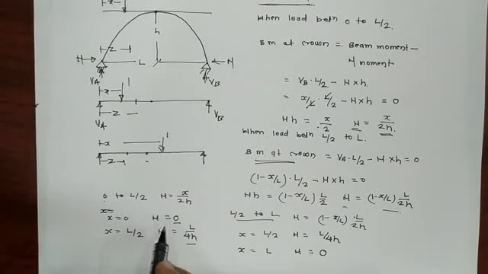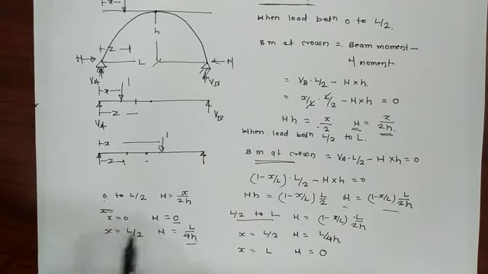So now we got the ordinates from 0 to L: X equal to 0, H is 0; X equal to L by 2, H is equal to L by 4H; and X equal to L, it is 0. So now we draw this ILD for H.